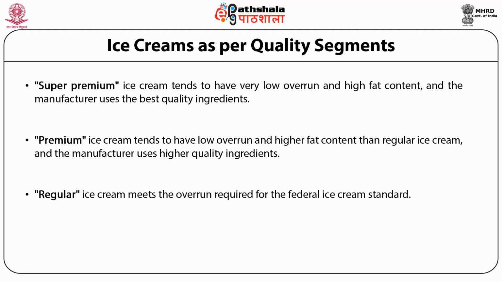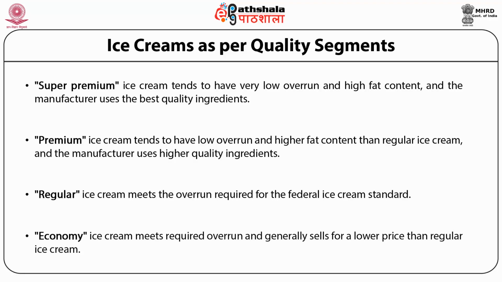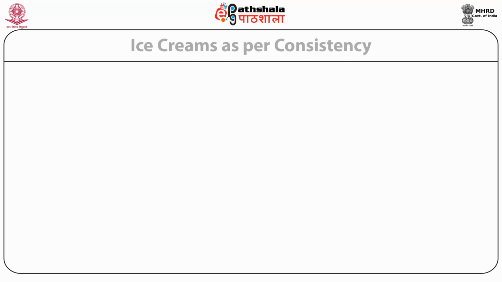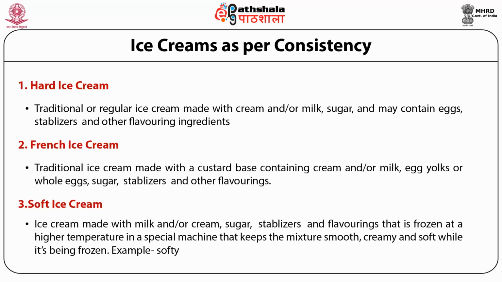Regular ice cream meets the overrun required for the federal ice cream standards, while economy ice creams, although they meet the required overrun, have lower priced or lower quality ingredients. As per consistency, ice creams can be divided into hard, French, and soft ice creams. We have already discussed soft ice creams or softies. Hard ice creams, and French ice creams are the ice creams which are made with custard bases. They may contain egg yolks or whole eggs as well.